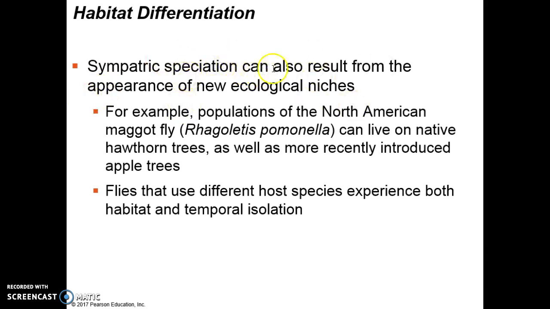Sympatric speciation definitely can result from the appearance of new niches. So when climate change happens, that can cause sympatric speciation. You see that maggot fly example. Again, make sure you check your book for the specifics on these examples. I'm not trying to get too deep into the examples. I know you're all smart people. You can read those and you can get a lot out of it.